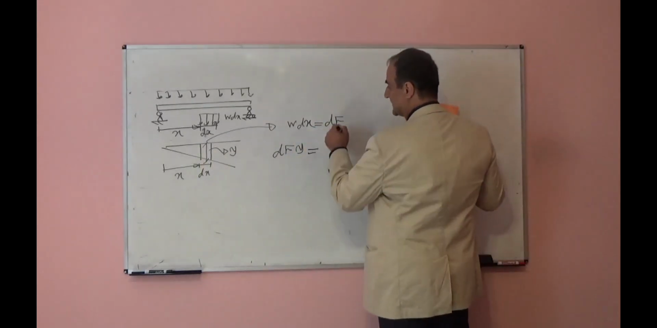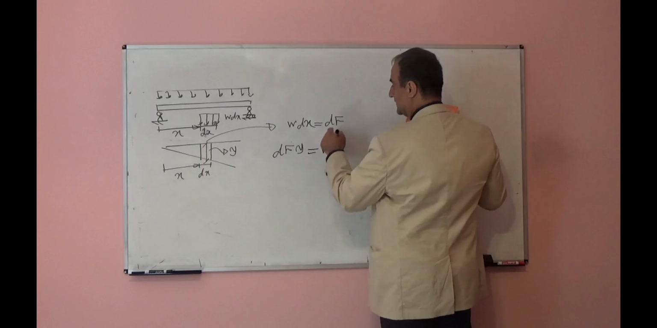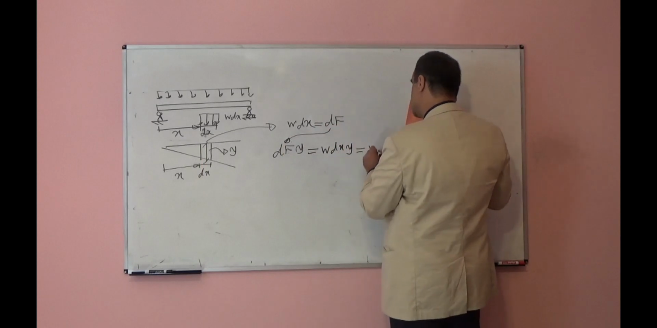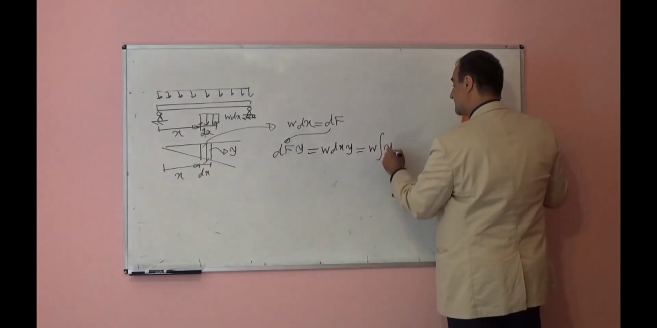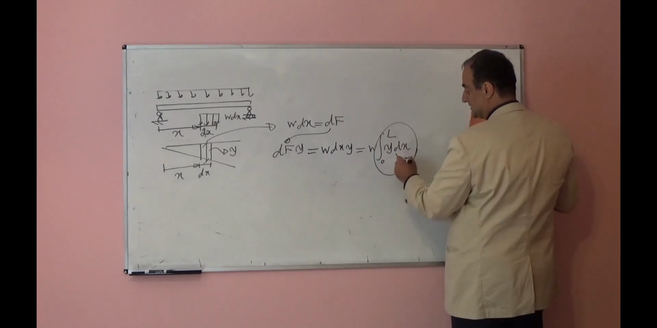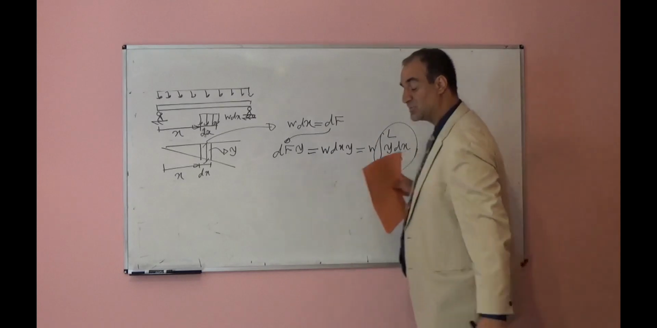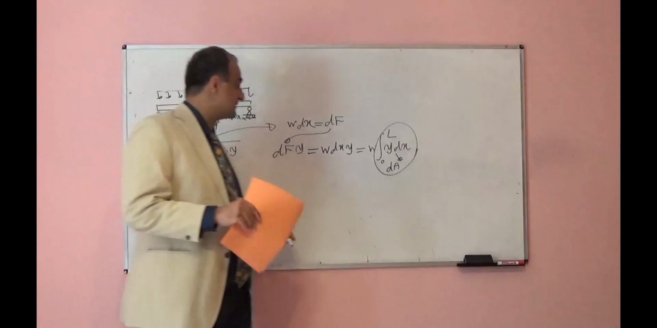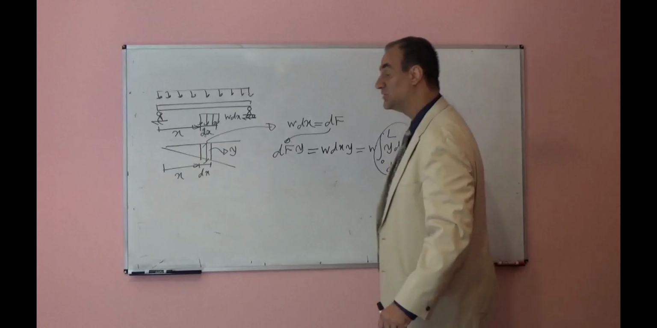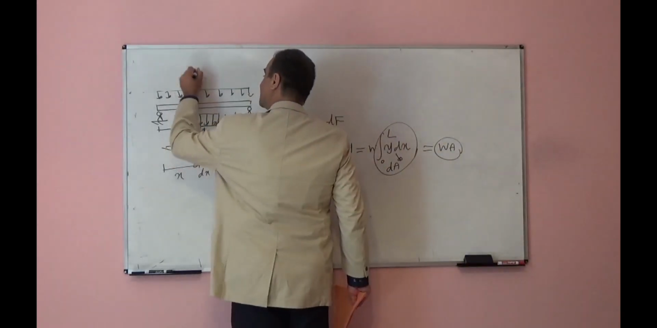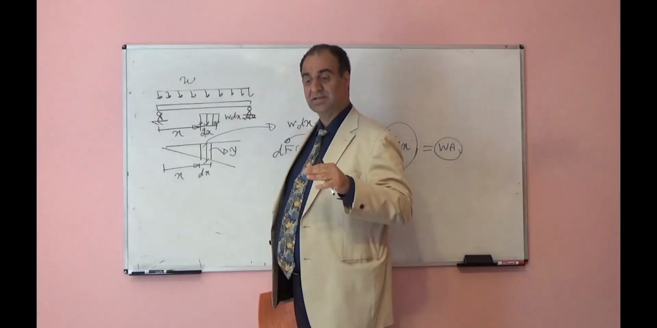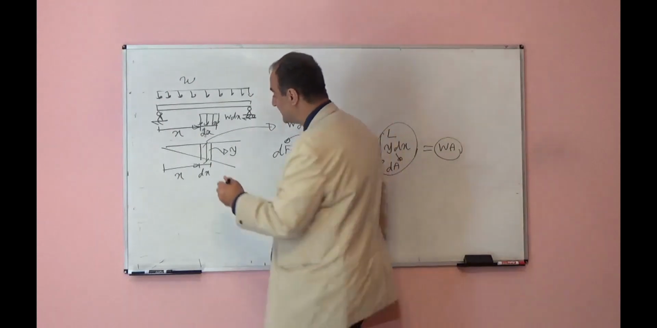So if I plug in instead of dF, from here, W times dx times y, this will be W times the integration of y dx from 0 to L. This means this is dA, the differential area. If I integrate it, I will get the entire area. So if we have distributed load, you will multiply the intensity of distributed load by the area underneath of that distributed load in the influence line.